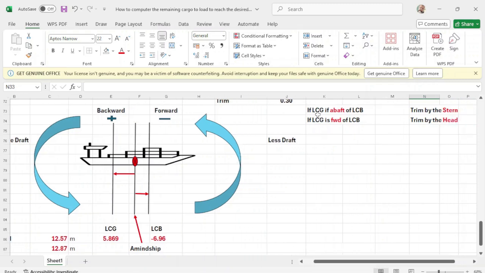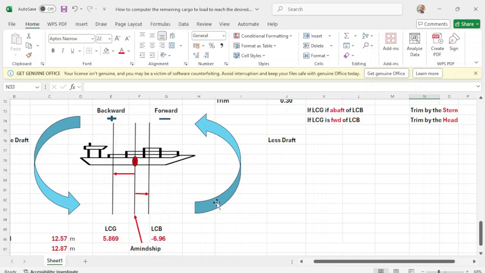If LCG is back or behind of LCB, then it is trimmed by the stern. Okay, so it is trimmed by the stern. I'll explain more further. What is the role of the center of buoyancy? Center of buoyancy pushes the vessel upward. The buoyancy of the water will push the vessel forward going up.